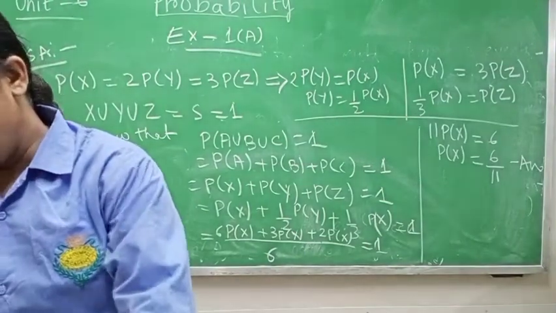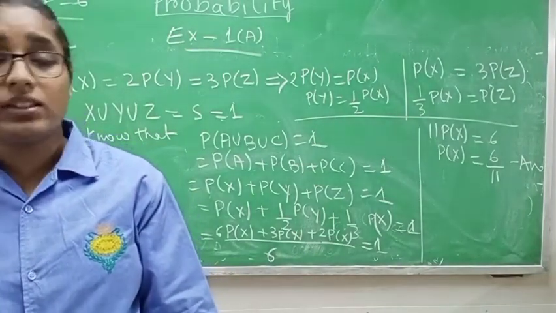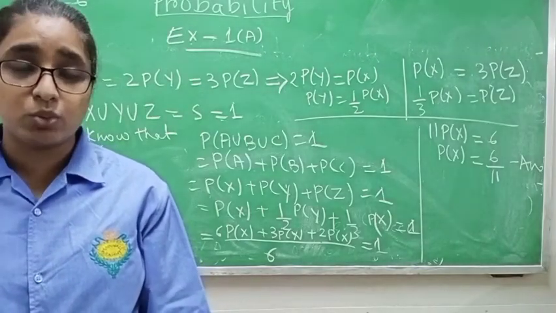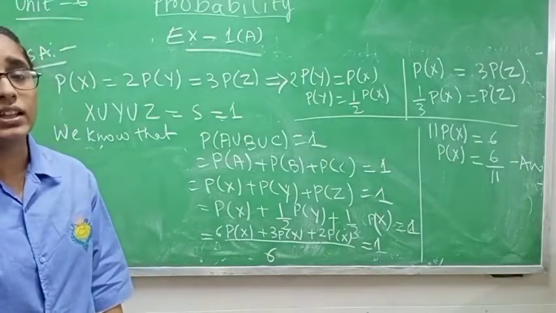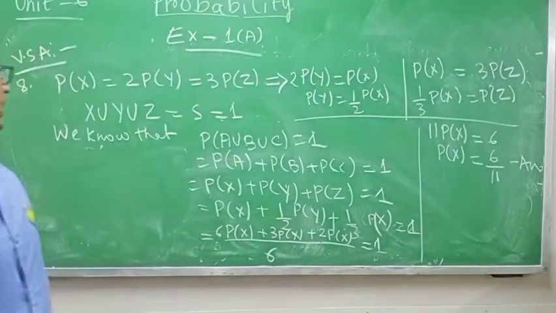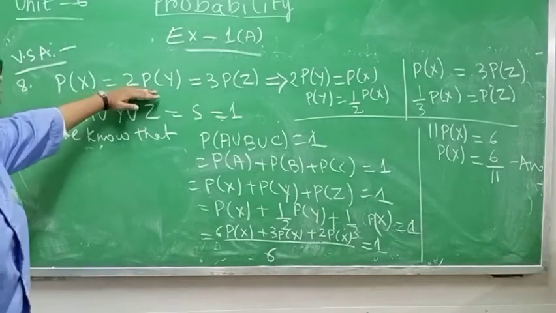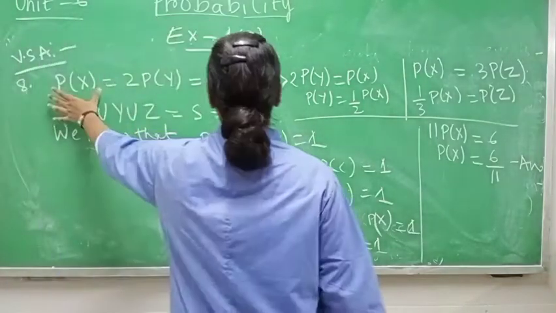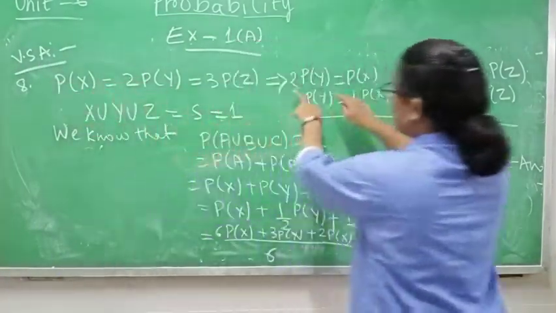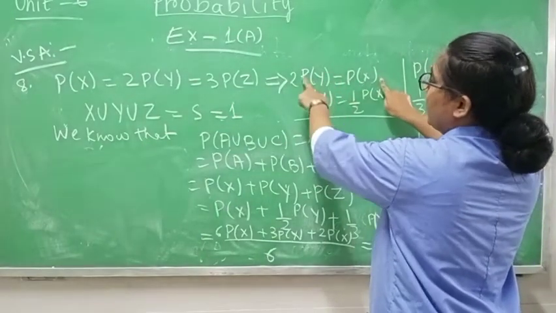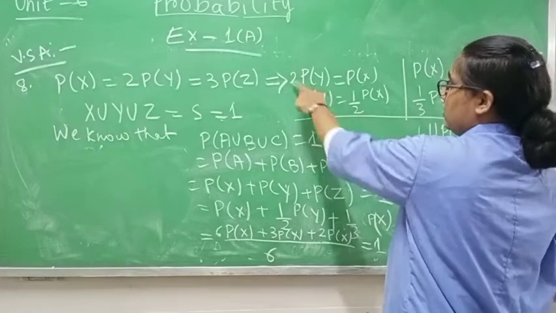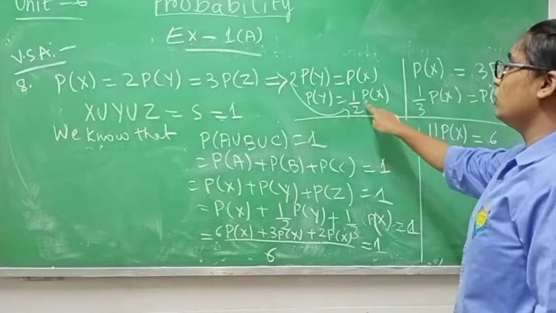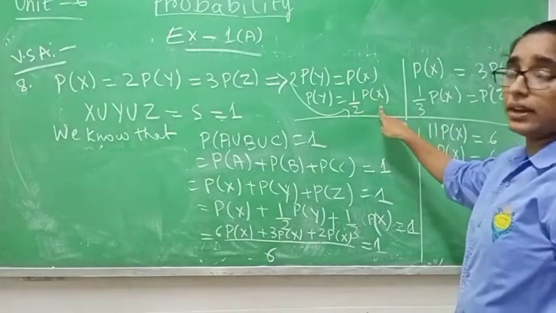Here x, y, z are three mutually exclusive events and the relation is given, P(x) equals 2P(y) equals 3P(z), and they are telling one more thing, x union y union z equals S, where S is a sure event. We have to find the value of P(x). So I am taking 2P(y) and P(x) and finding P(y). Taking this 2 down, I get P(y) equals 1 by 2 P(x), or half P(x), in terms of P(x).